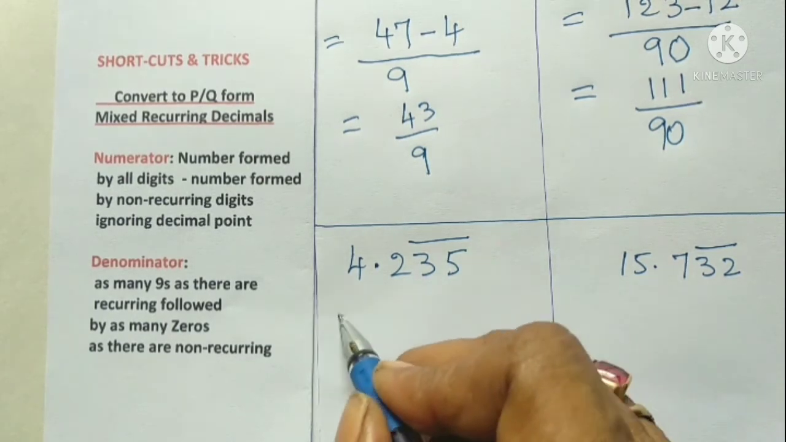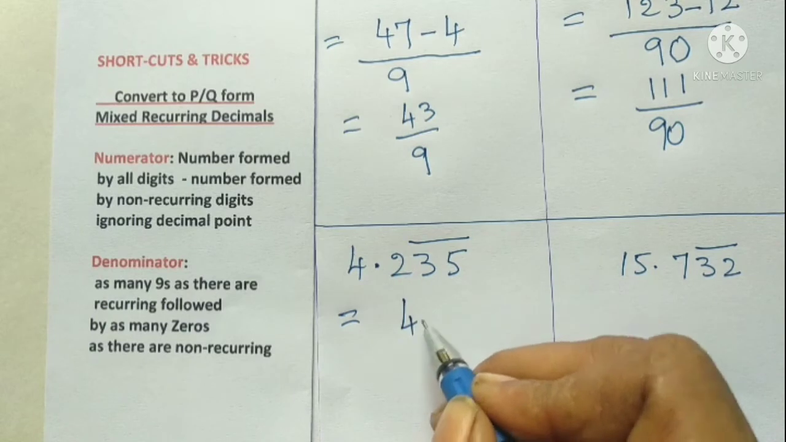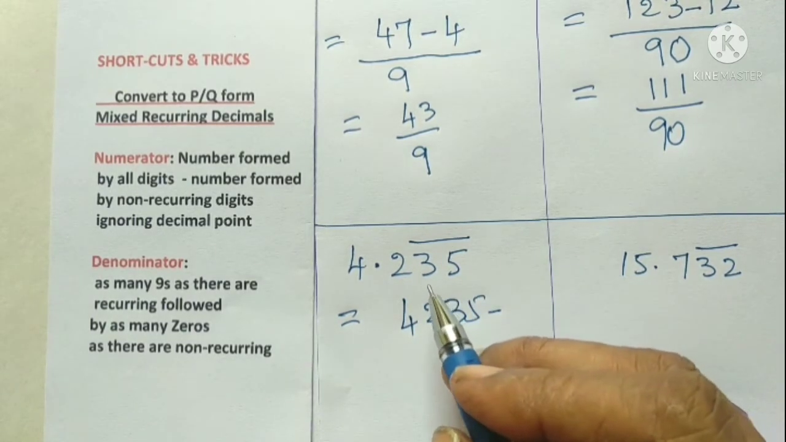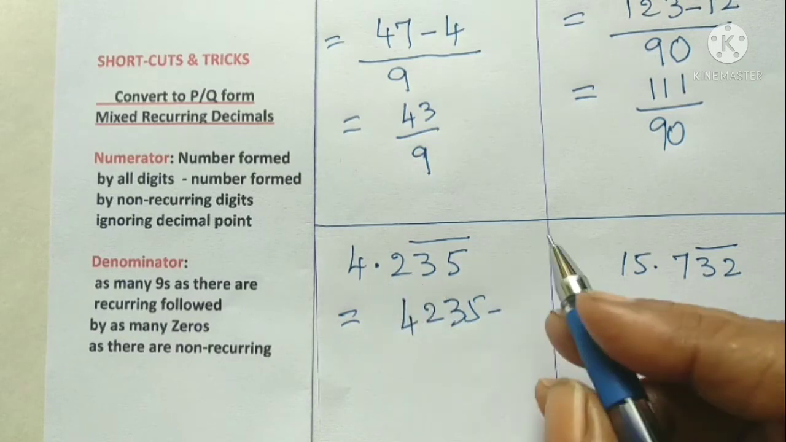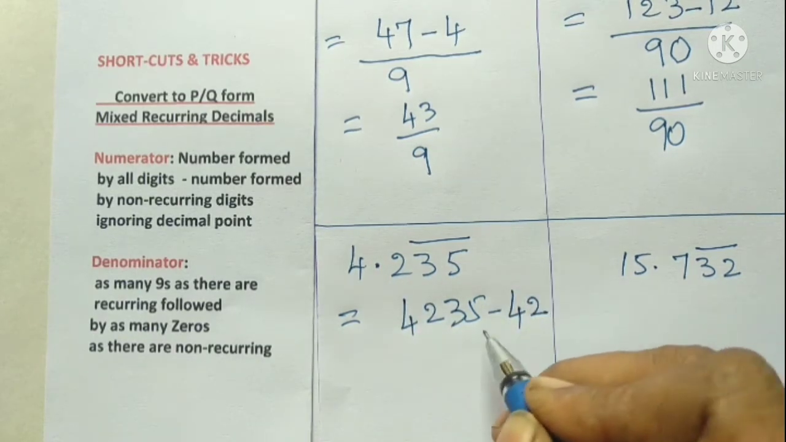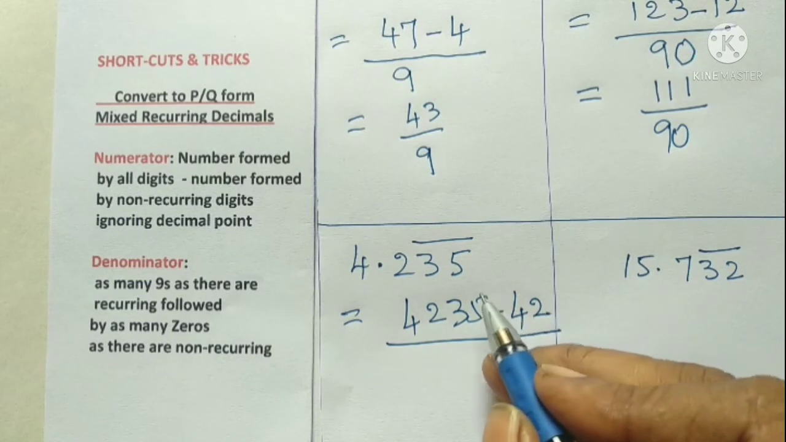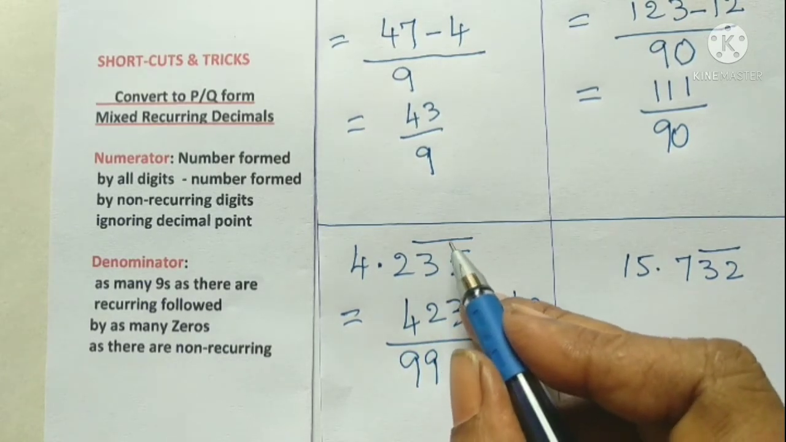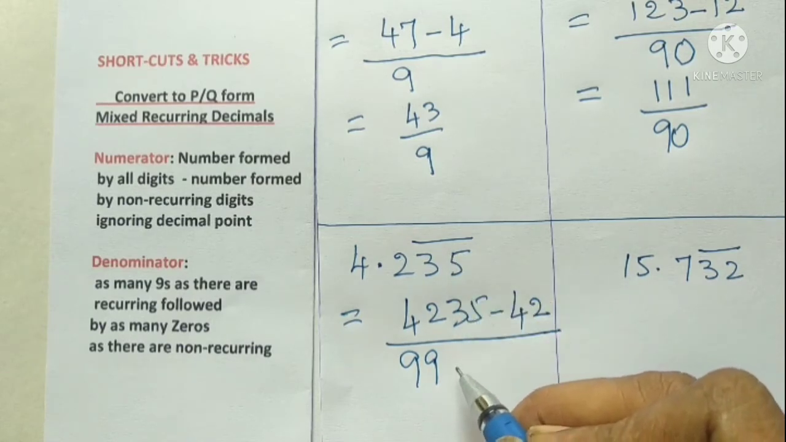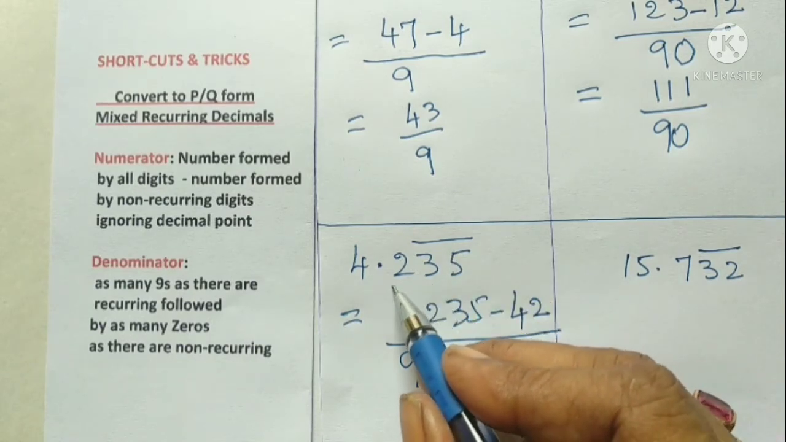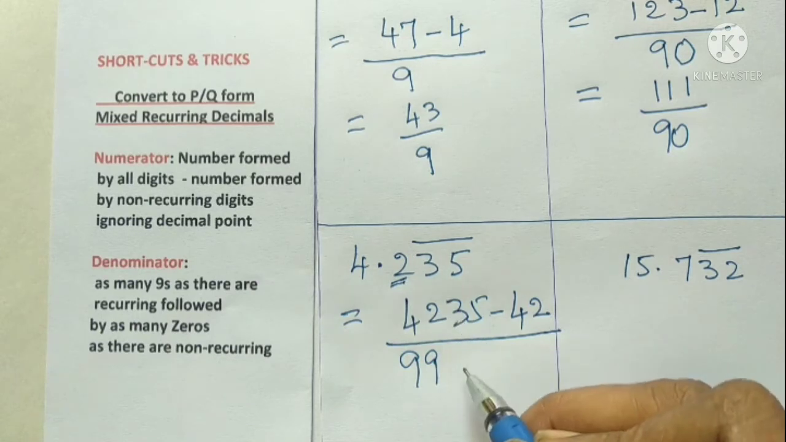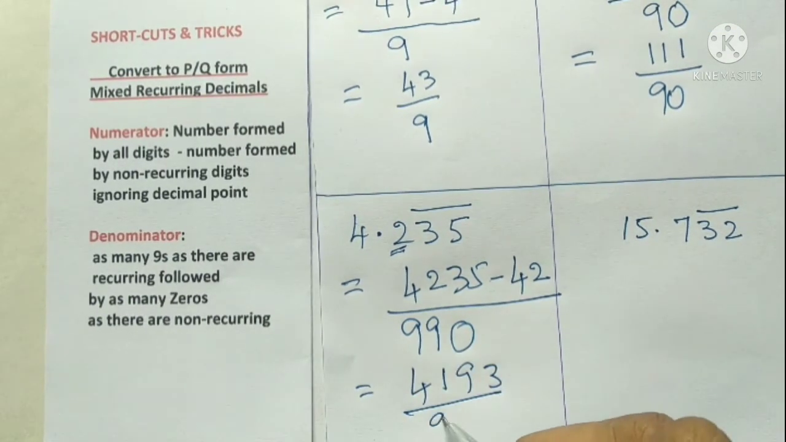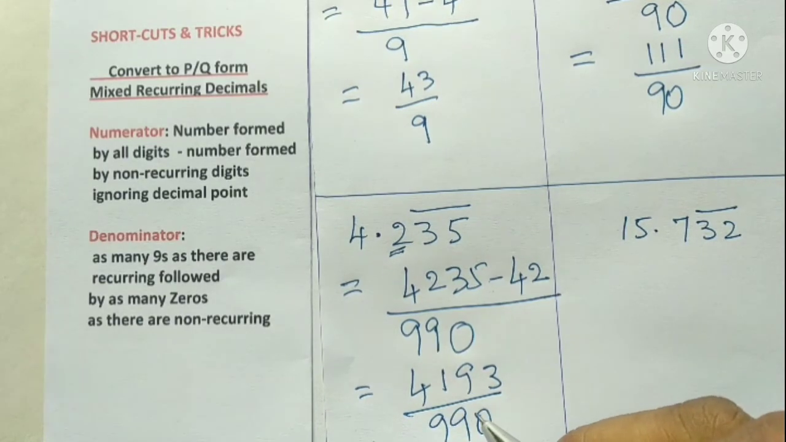Let us take 4.235 bar. Now the numerator will be 4235 minus the non-recurring digits 42, by, 2 nines because 35 is recurring. And how many zeros? Only 2 is non-recurring, so one 0. The answer will be 4193 by 990.